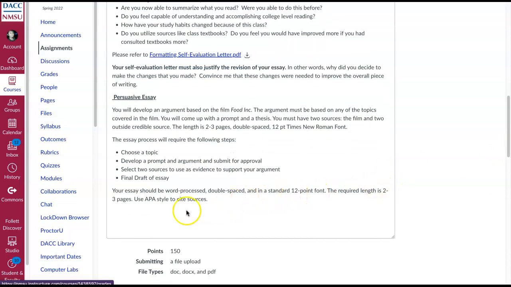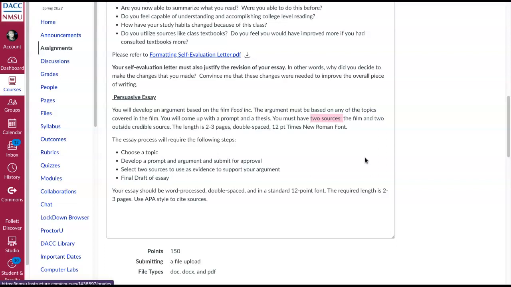And like I said, for the persuasive essay, we're going to learn how to do APA style, and we're going to learn to do research. You're going to write this essay double spaced, word processed, 12-point font, and you're going to use APA. You're going to want to have at least 2 sources for the essay. So the film and the 2 sources are going to total 3 sources for your essay that have to be incorporated within the text and also in a reference page at the end.